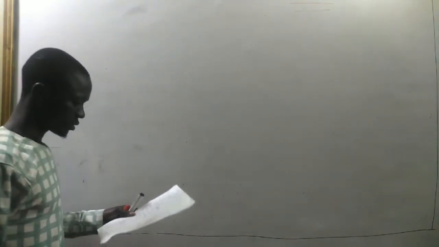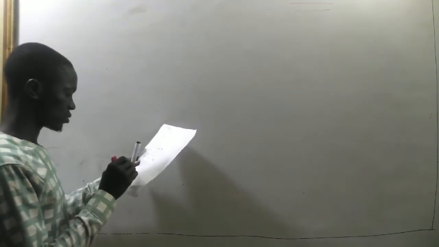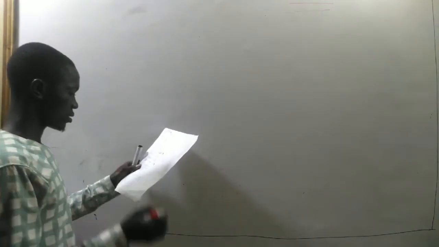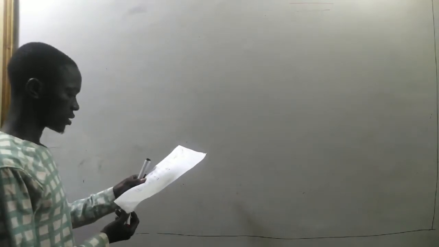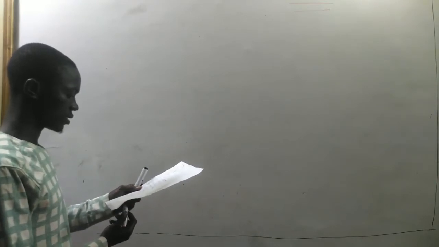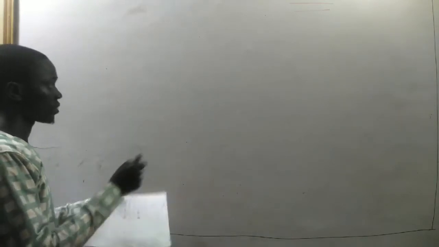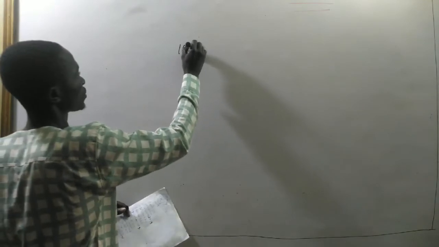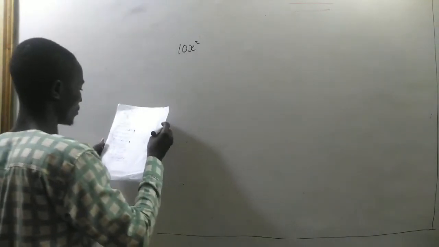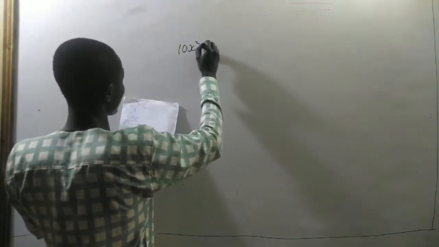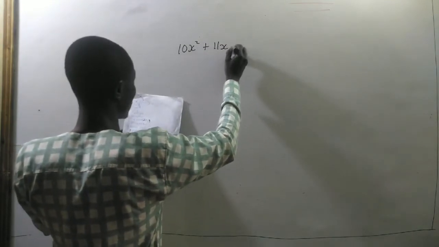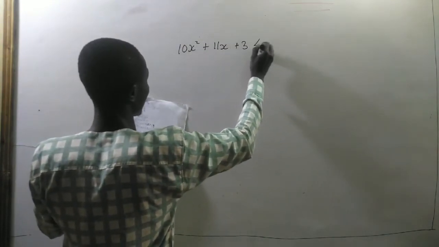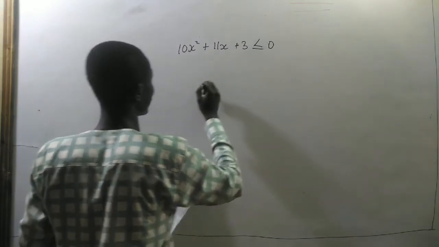Now let's take the next one. So we're done with this one too. Now let's take this one. I have 10x squared plus 11x plus 3 is less than or equal to 0.